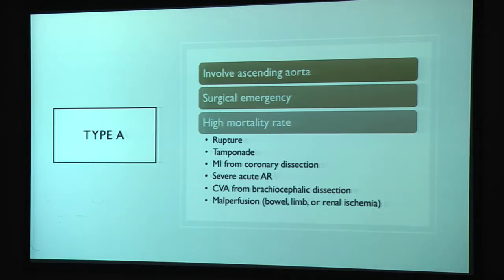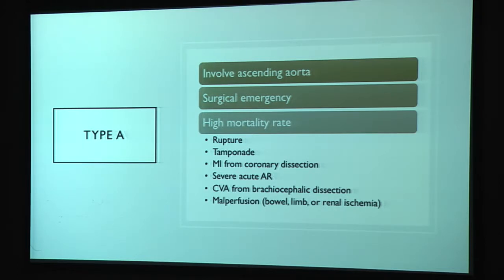So again, type A, these are going to involve the ascending aorta, and this is typically a surgical emergency. Mortality rate in these patients is about 1% per hour for the first 48 hours. So when this is found, you want to get these patients into the operating room as soon as possible. After 48 hours, it's 60% mortality by 1 week, and 74% by 2 weeks, and 91% by 6 months. So once these type A dissections are found, you want to get these patients in the operating room and operate on them as soon as possible.